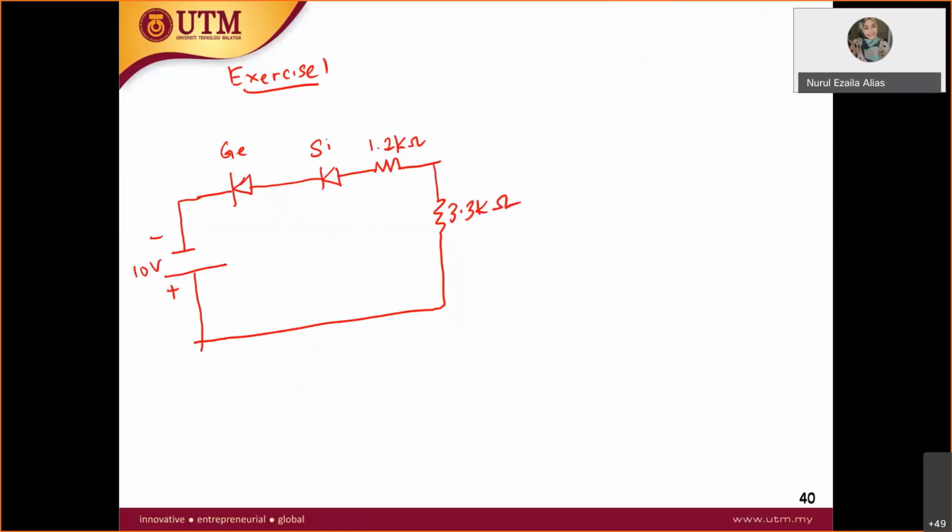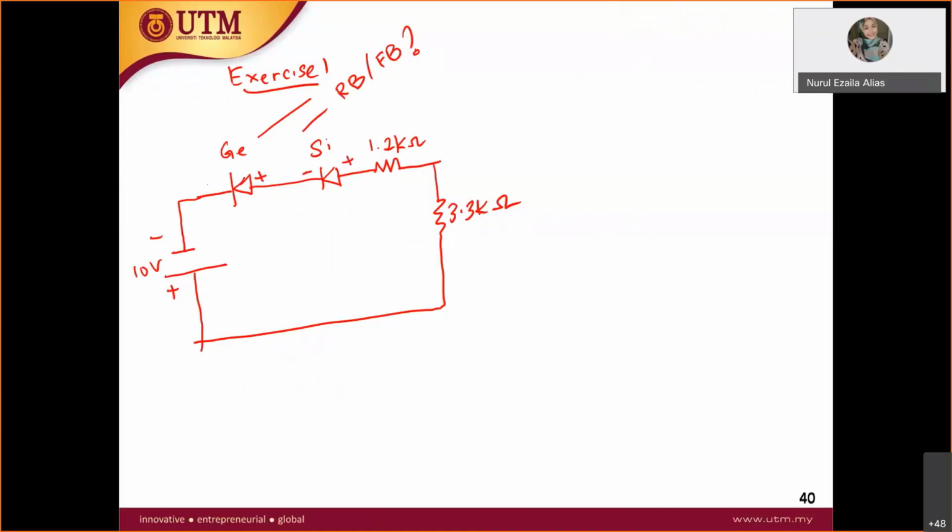Okay, now you need to define whether these two diodes are forward biased or reverse biased. Let's take a look here. So this is the anode, this is the cathode, this is the anode, this is the cathode. Okay, let's take a look here.